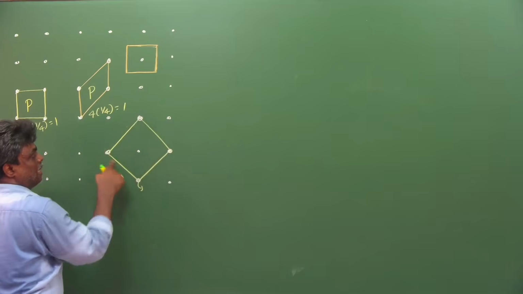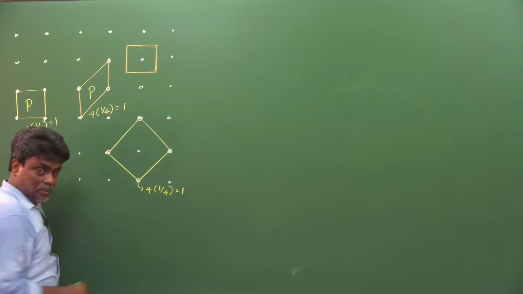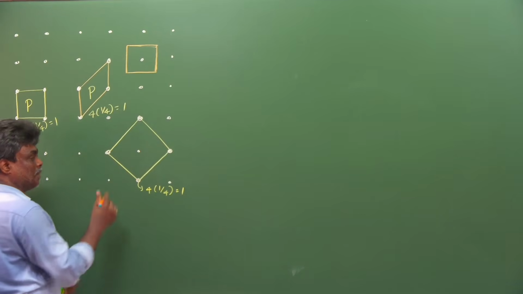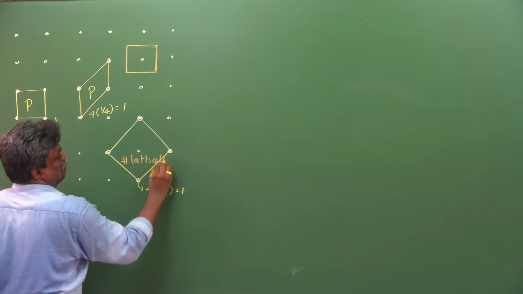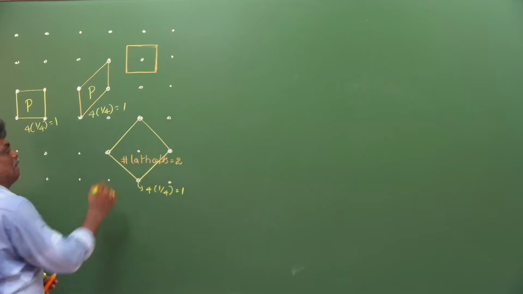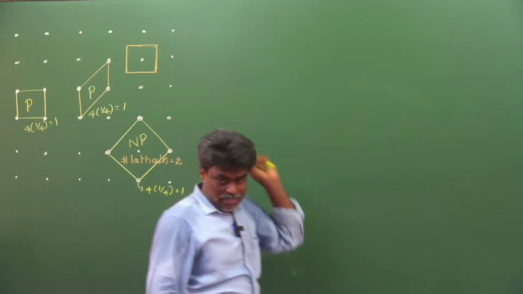Now come to this. Here how many points are there? 4. Sharing equal to 1. But in the middle, 1 more is there. That's why the number of lattice points per unit cell is more than 1. So is it primitive or non-primitive? Non-primitive, NP. Now come to that.